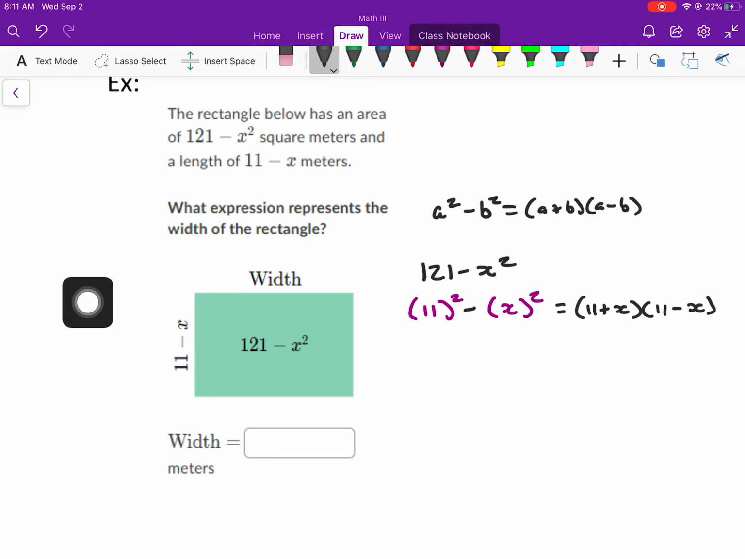And I wanted to do this example because notice this is minus x squared this time, so x is going on the right. And they gave us the factor of 11 minus x, so we're going to answer with the other factor, which is 11 plus x.